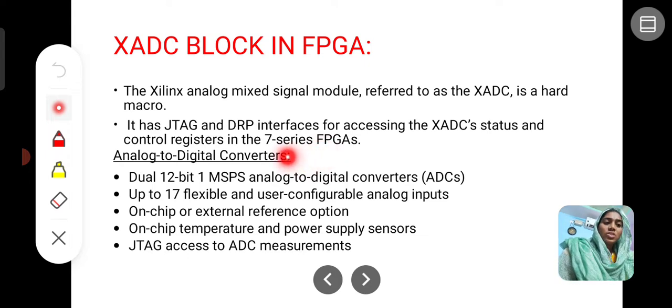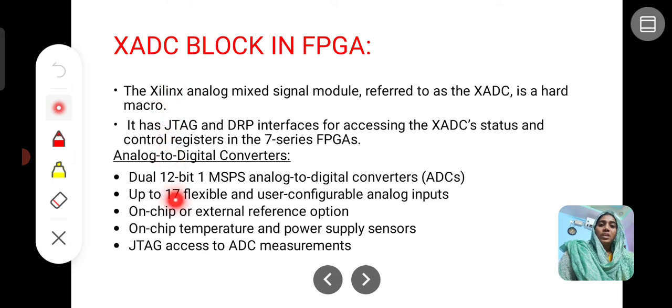In the previous lecture, I explained the FPGA Artix-7 block diagram. In that we have the XADC block. The XADC block is the Xilinx analog mixed signal block, so we convert analog signals into digital signals. Here we have JTAG and DRP interfaces for control registers in 7 series FPGAs.